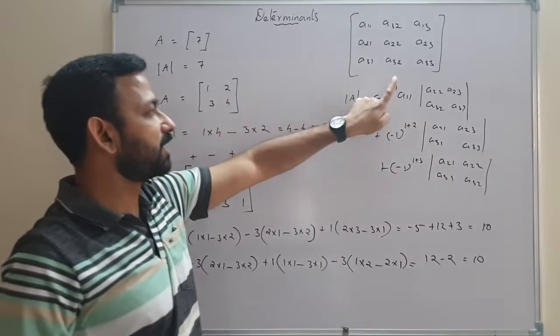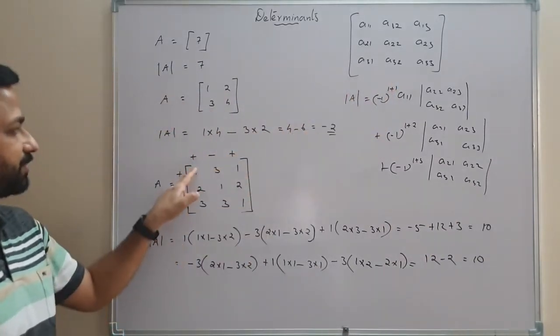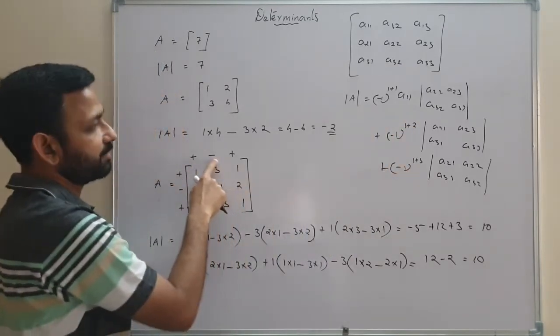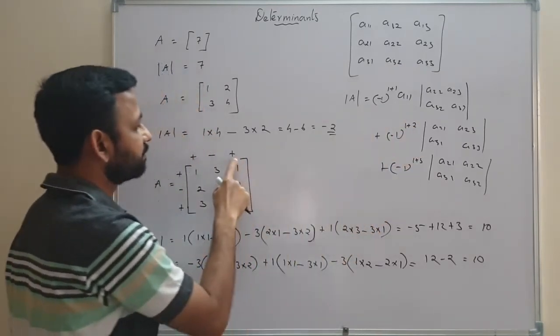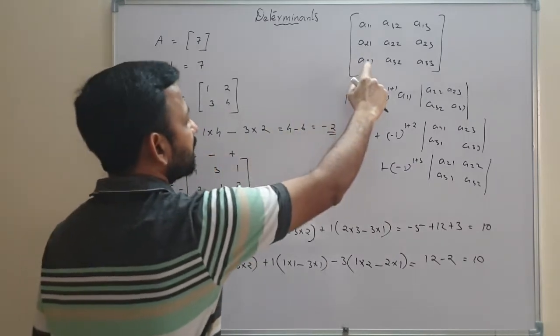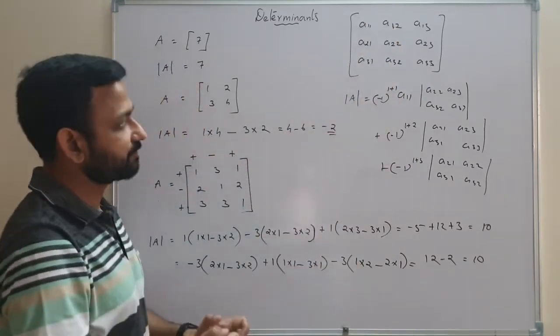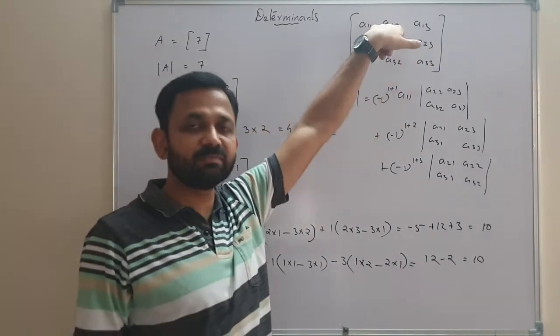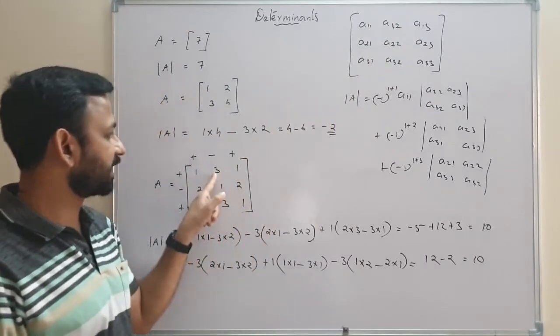Here minus 1 raised to 2 is positive, minus 1 raised to 3 is negative, minus 1 raised to 4 is positive. That's plus, minus, plus. And when we use the second column for finding the determinant, minus 1 raised to 2 plus 1, that is minus 1 raised to 3, that's why it is negative.